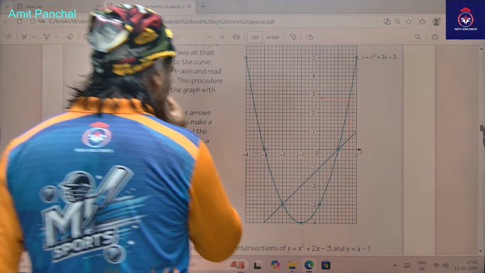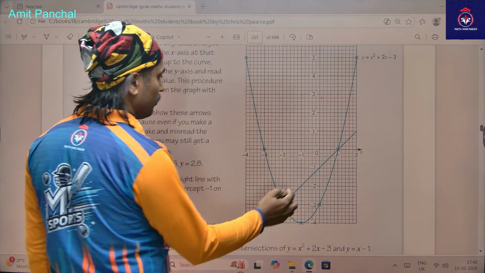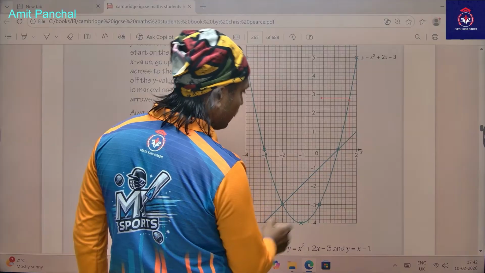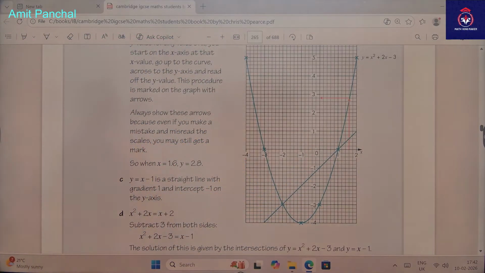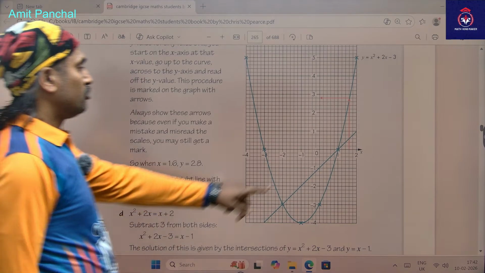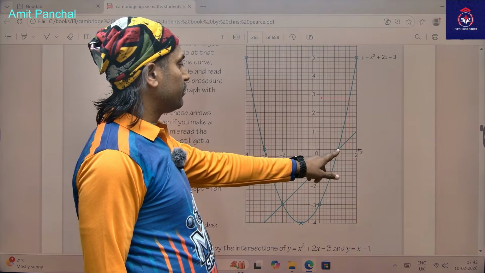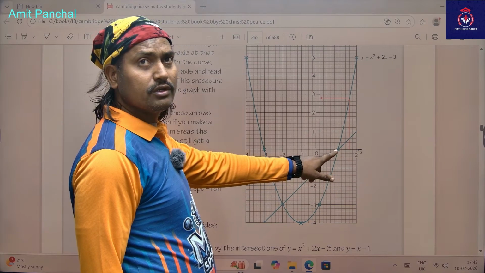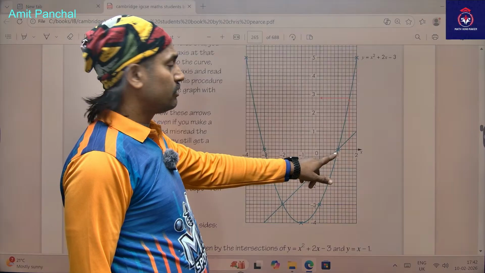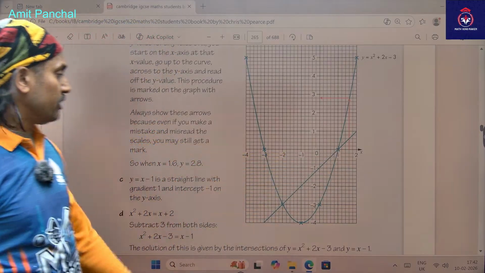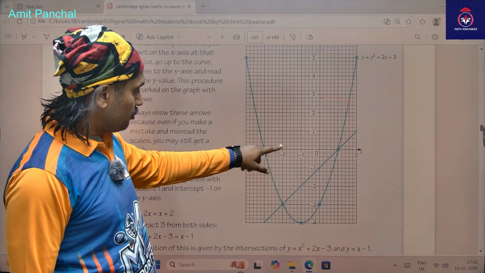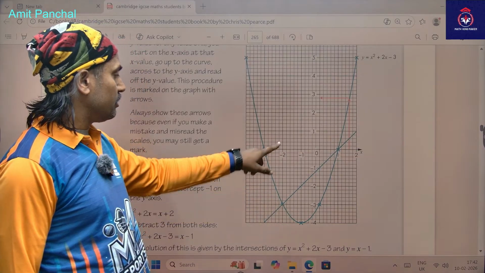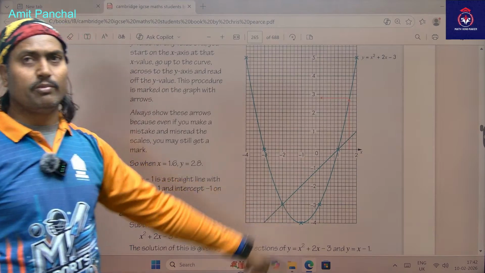So wherever these two graphs are cutting each other, that will be the solution of these two graphs. So the first solution we are getting is at 1, 0. Here they are cutting each other. That is 1, 0. And this one, x value is minus 2, y value is minus 3. So minus 2, minus 3 is the point.